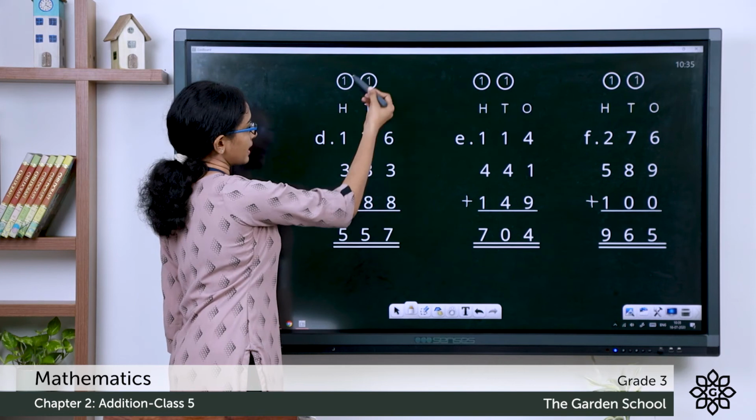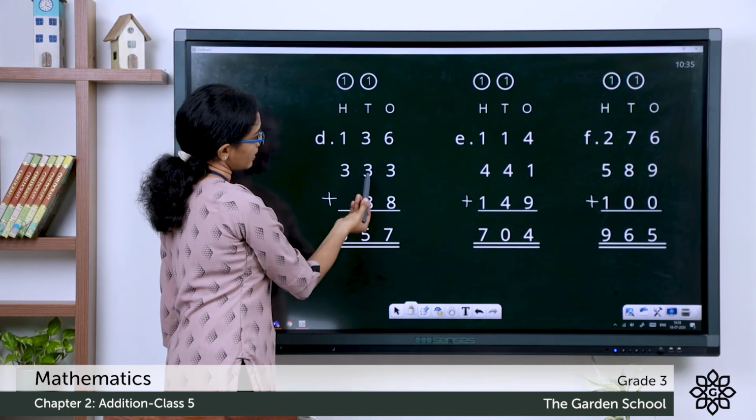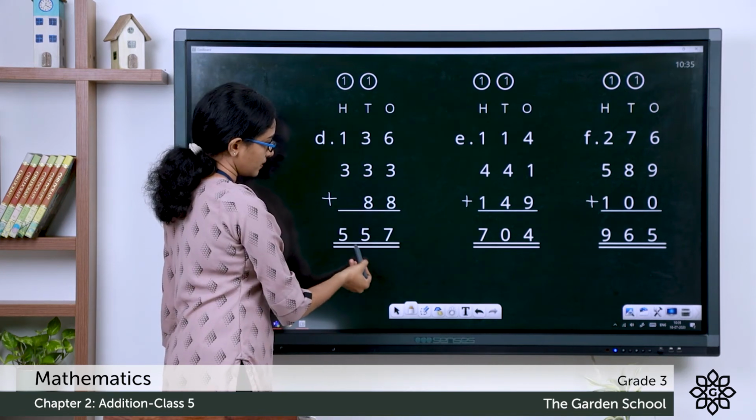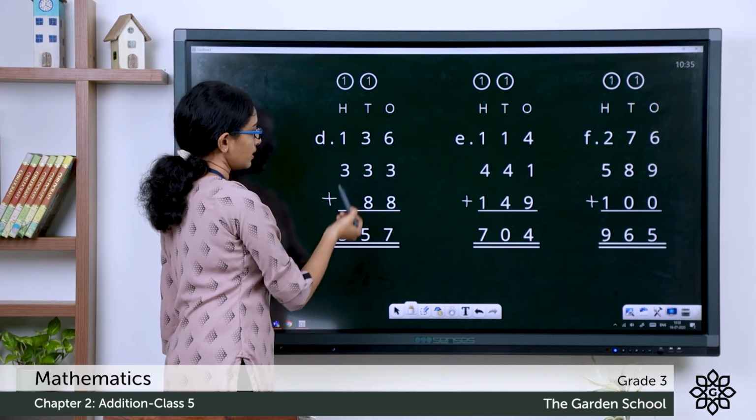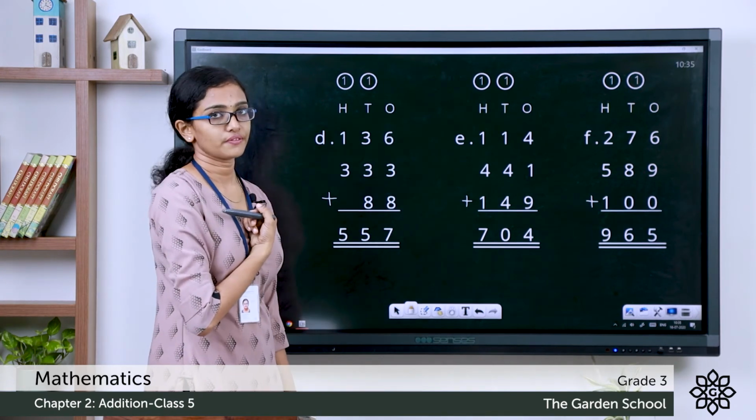7 ones here, 10 here. 8 plus 3, 11 plus 3, 14 plus 1, 15. 1 here, 3 plus 1, 4 plus 1, 5. So the answer here is 557.